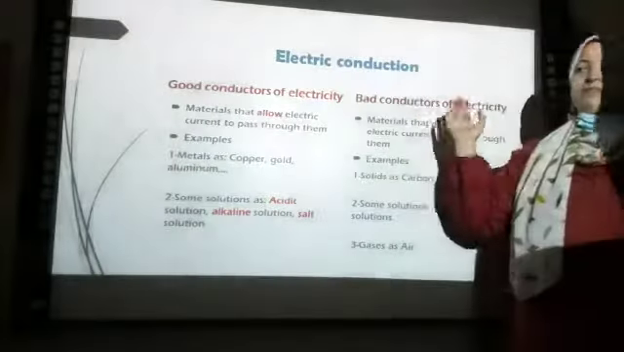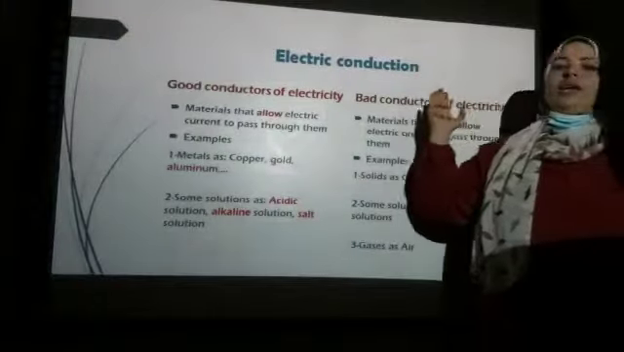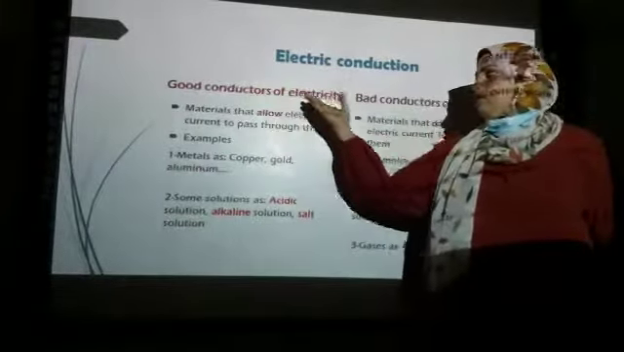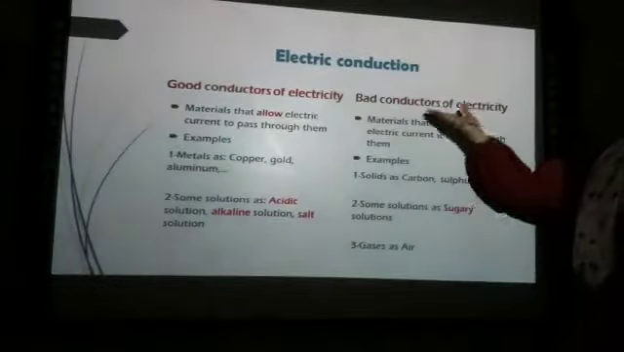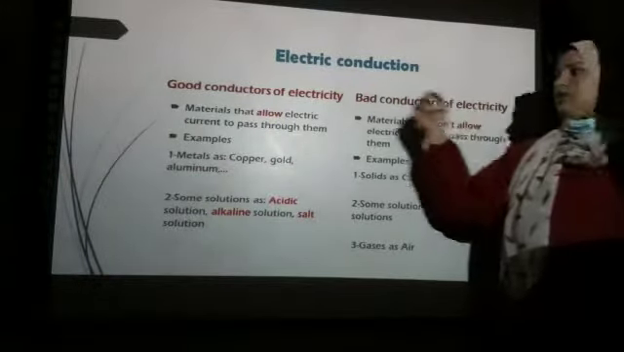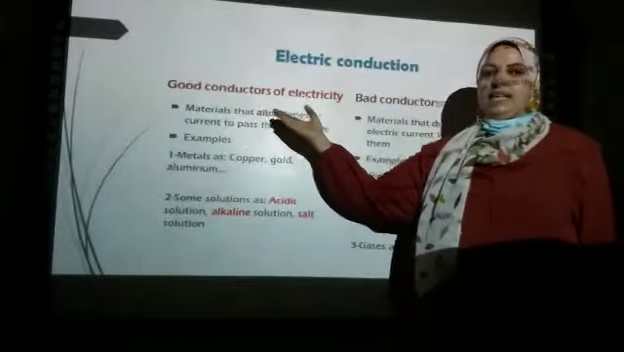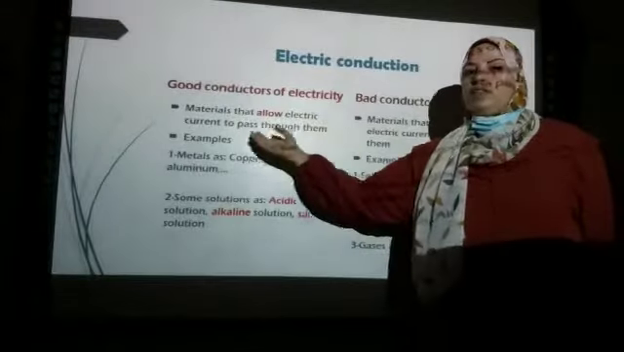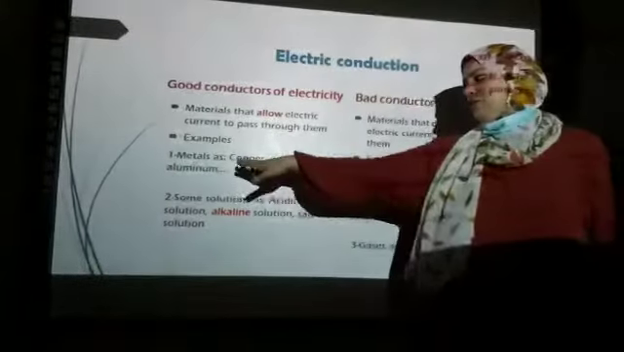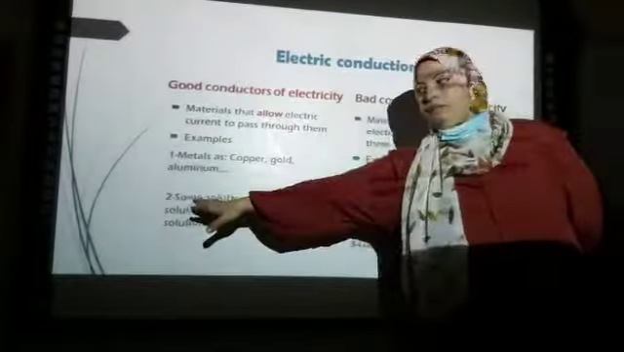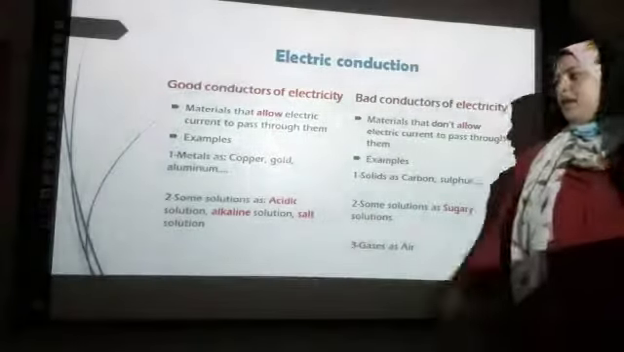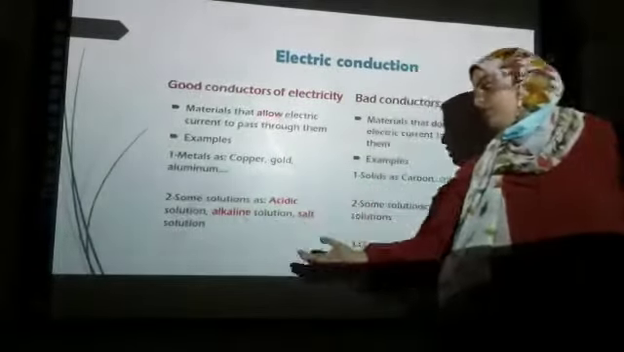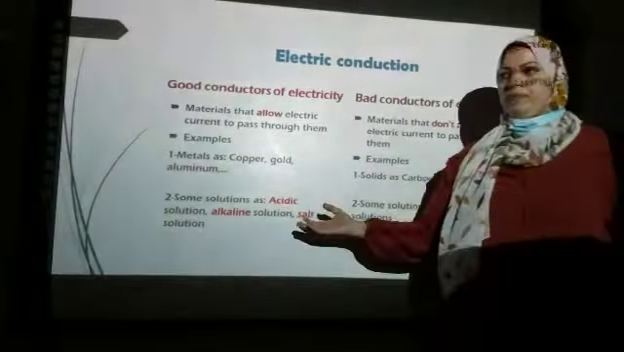Electric conduction. We can classify matters into two types: good conductors of electricity and bad conductors of electricity. The good conductors of electricity are materials that allow electric current to pass through them. For example, metals such as copper, gold, and aluminum are good conductors of electricity. Some solutions, such as acidic solutions, alkaline solutions, and salt solutions.